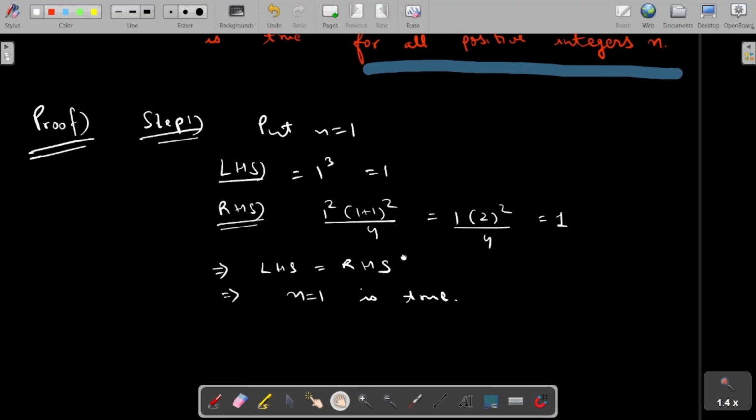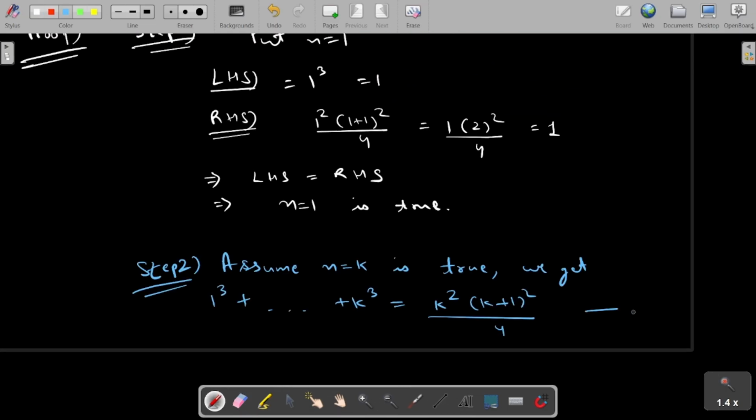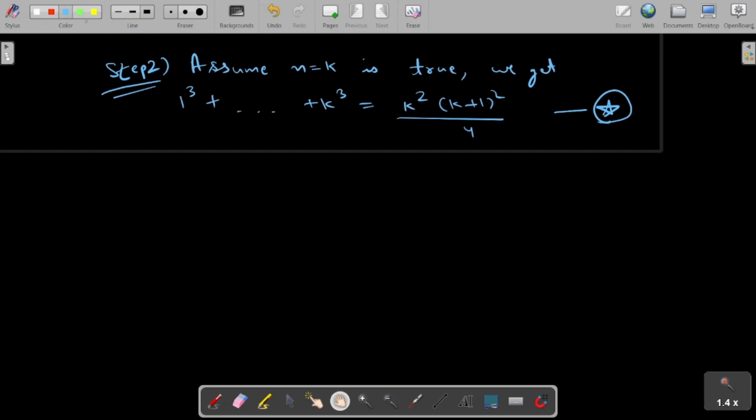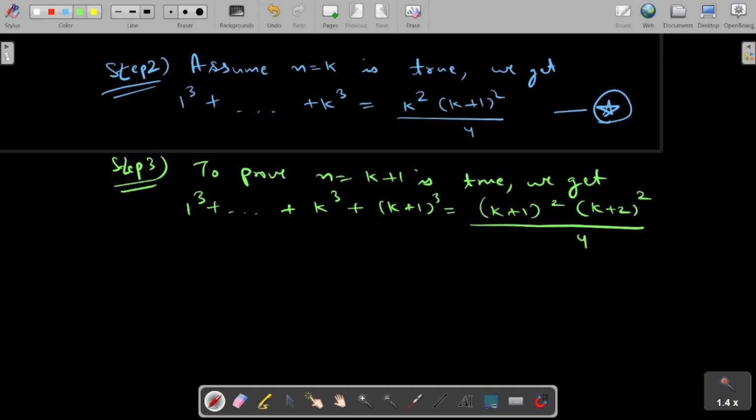Okay. Now step 2, let us assume that this given statement holds for n is equal to k. So this is the, let's label it as star. And we will be using this to prove the k plus 1 step. So step 3, to prove n is equal to k plus 1 is true. So what do you get? We get 1 cubed, so on, k cube plus k plus 1 whole cube is k plus 1 whole square, k plus 2 whole square over 4.